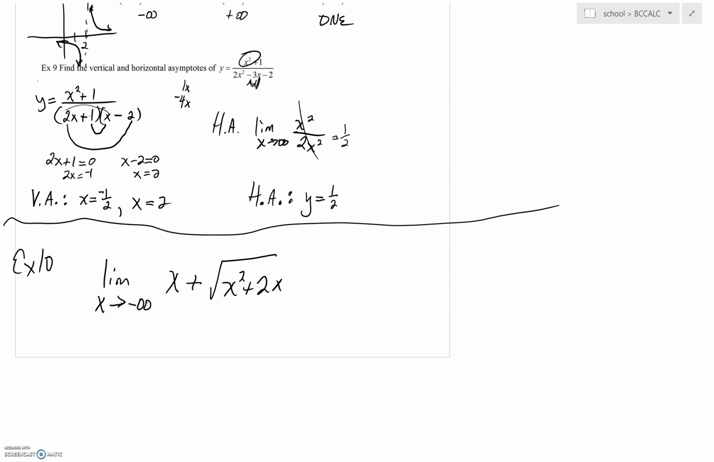Lesson 4.4 in Calculus BC. I just want to show you one additional question that is in the homework, and if we don't discuss this, there will definitely be a lot of questions. Take a look at example 10.